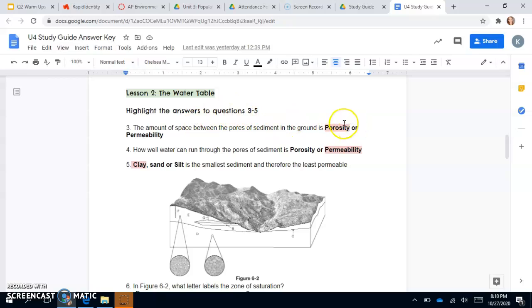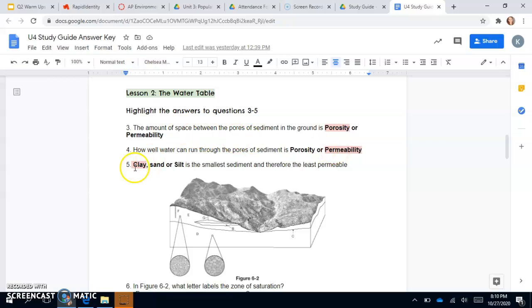Now, porosity is also related to this idea of permeability. So, how well the water can run through the pores is going to be the permeability. The porosity is just the size of the pores, the size of the spaces, and then permeability is how well the water runs through. So, if we have a sediment that's very low porosity, it will also have a low permeability because there are less spaces for that water to run through. So high porosity typically translates to high permeability and vice versa.